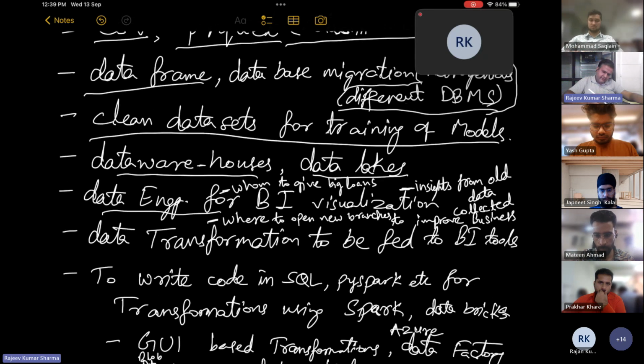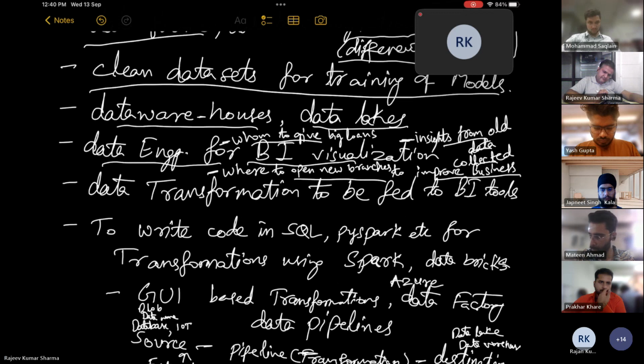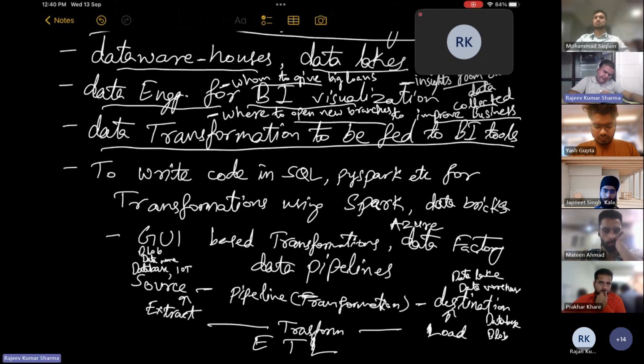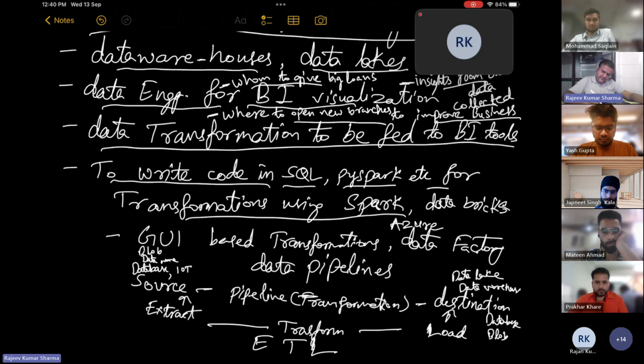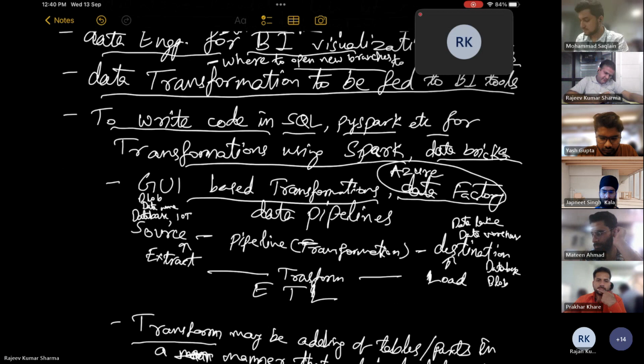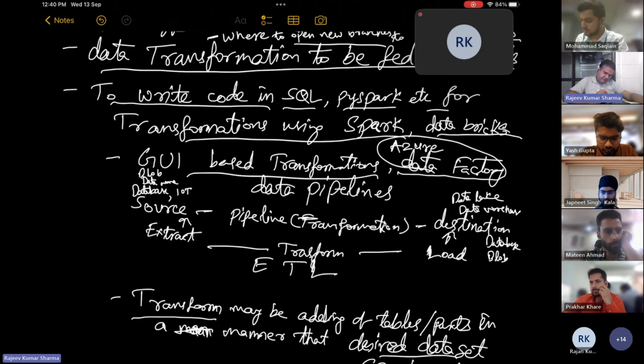Data engineering. Okay. That is what I give you as insight of what data visualization is: old data collected to improve business requirements, data transferred to BI. To write code, we normally use SQL, PySpark, etc. for transformations using the Spark database. For GUI-based transformations, we use Azure Data Factory. Blob, data warehouse, database. Okay.